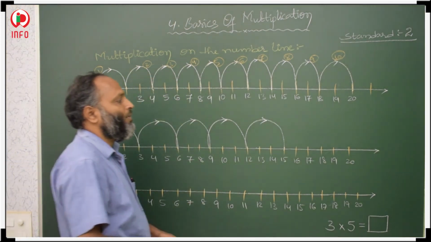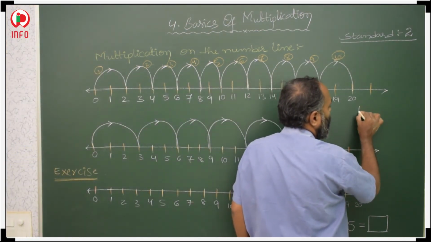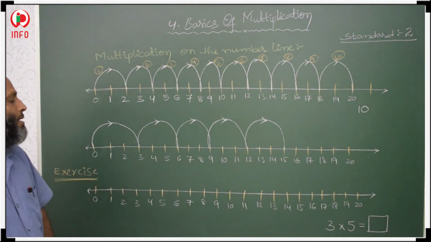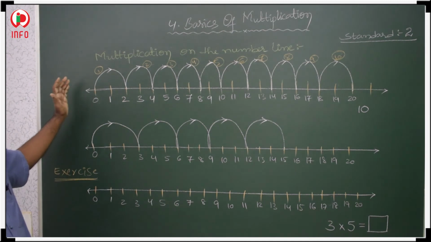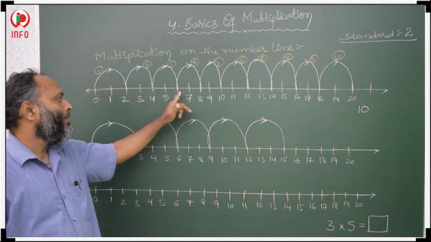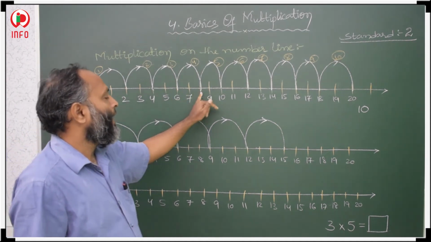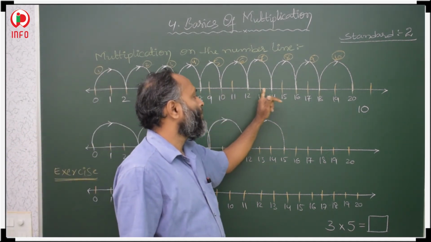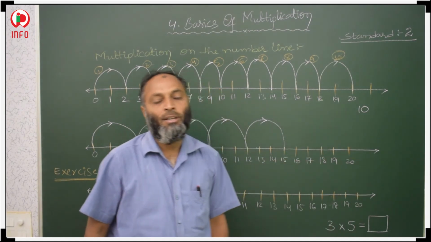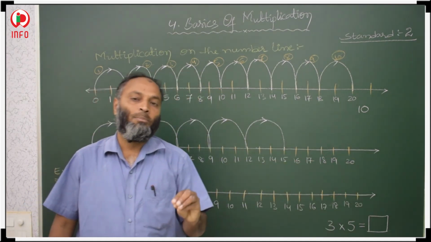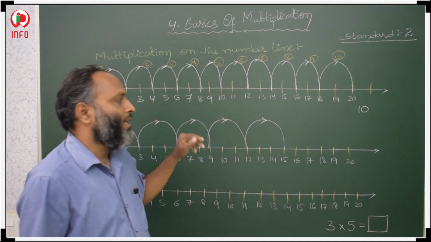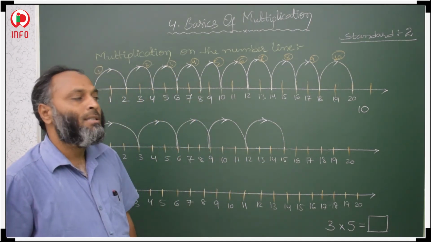Total how many groups were there here? Total here 10 groups. That too equal. Equal group means equal skip counting. 2 skip counting is there: 0 to 2, 2 to 4, 4 to 6, 6 to 8, 8 to 10, 10 to 12, 12 to 14, 14 to 16, 16 to 18, 18 to 20. Means equal skip counting. Skip counting means how much? 2 skip counting.